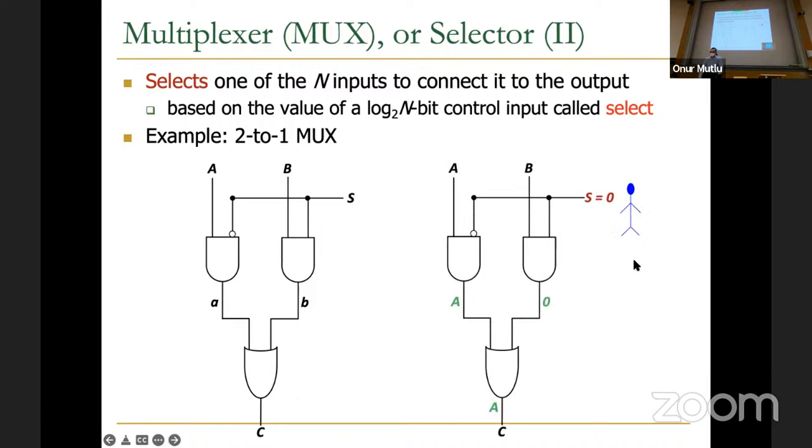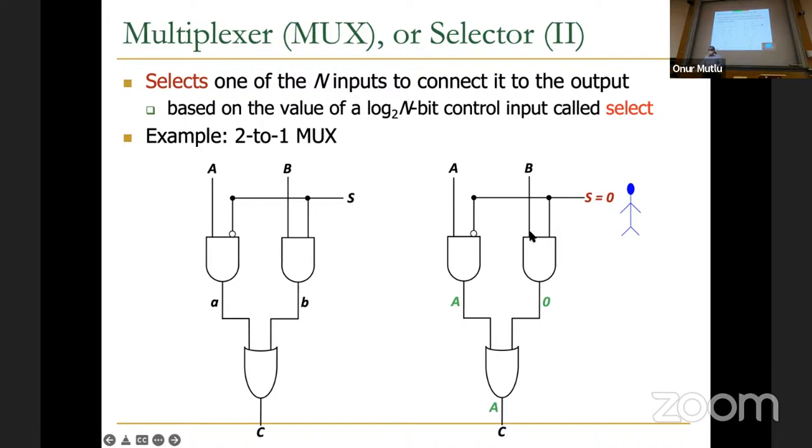So let's take a look at it. I've already done this for you, actually. If S is 0, the output is A. And you can convince yourself that if S is 1, the output is B. Makes sense, right? This is, again, basic logic. We're building a multiplexer based on AND, NOT, and OR gates. And remember, a bubble is always a NOT. And you can convert it to different gates, of course.